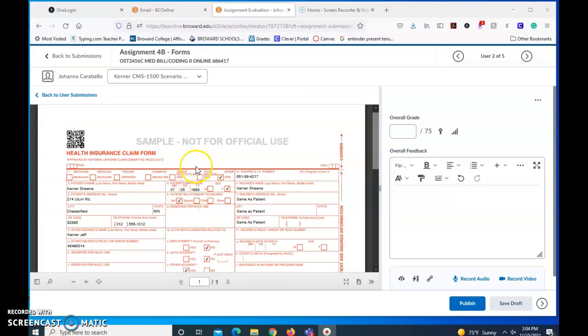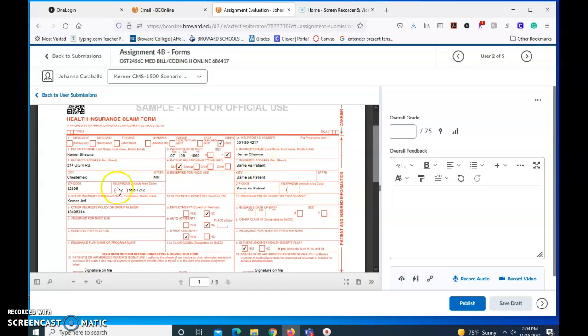Okay, this one is the group health plan. This one should be checked right there. We have the correct numbers. We have Shauna. We have her address. All this looks good. Same as patient. You do have Jeff. This is wonderful. Not many people did. All of these are no, going right down.